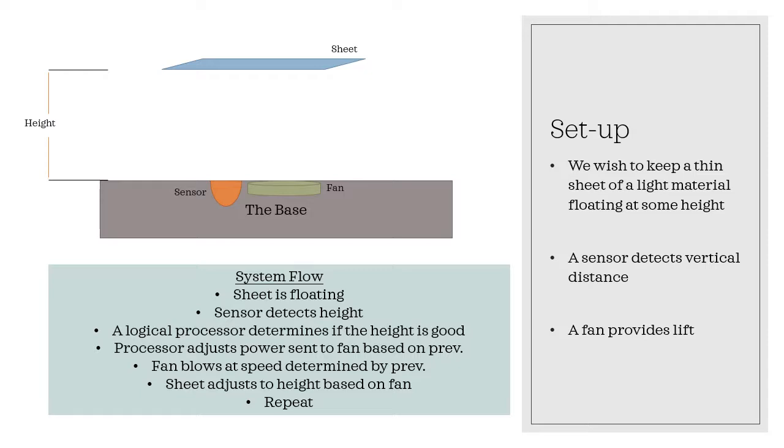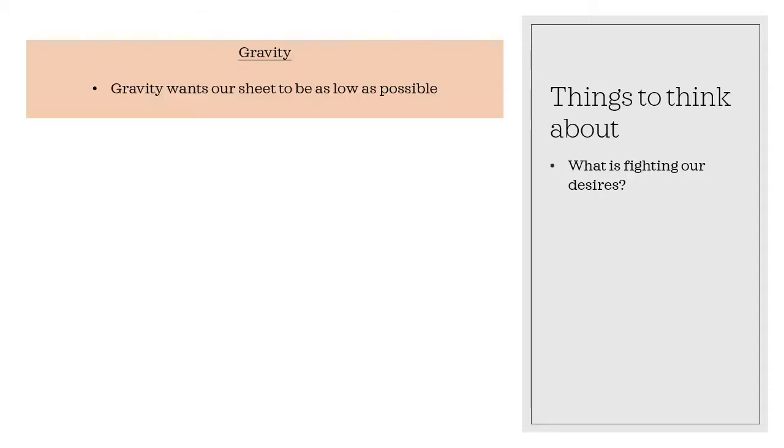And now let's think about a couple of things we need to determine before we even start building anything. What is fighting our system? We want to keep it at a certain height. What is trying to stop that? Well, the first thing that comes to mind is gravity. Gravity wants our sheet to be as low as possible, and it does so with a force determined by mgh, or gravitational potential. So the sheet is pulled down based on its mass, the gravitational acceleration, and the height of the sheet from our source of gravity, the Earth, let's say.